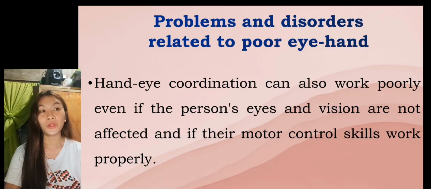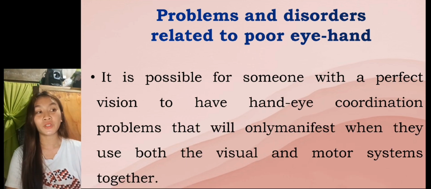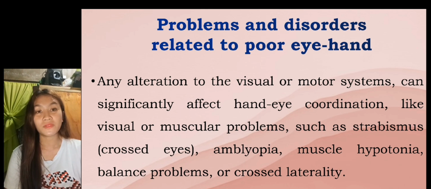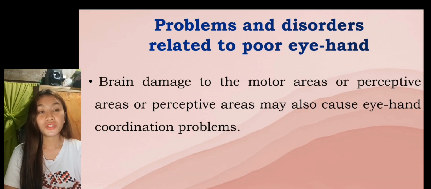Problems and disorders related to poor eye-hand coordination. Hand-eye coordination can also work poorly even if the person's eyes and vision are not affected and if their motor control skills work properly. It is possible for someone with perfect vision to have hand-eye coordination problems that will only manifest when they use both the visual and motor systems together. Any alterations to the visual or motor systems can significantly affect hand-eye coordination, like visual or muscular problems such as strabismus, cross eyes, amblyopia, muscle hypotonia, balance problems, or cross laterality. Brain damage to the motor areas or perceptive areas may also cause eye-hand coordination problems.